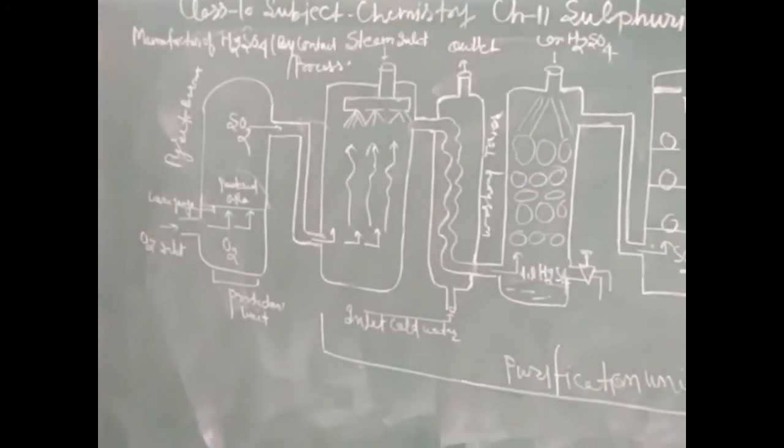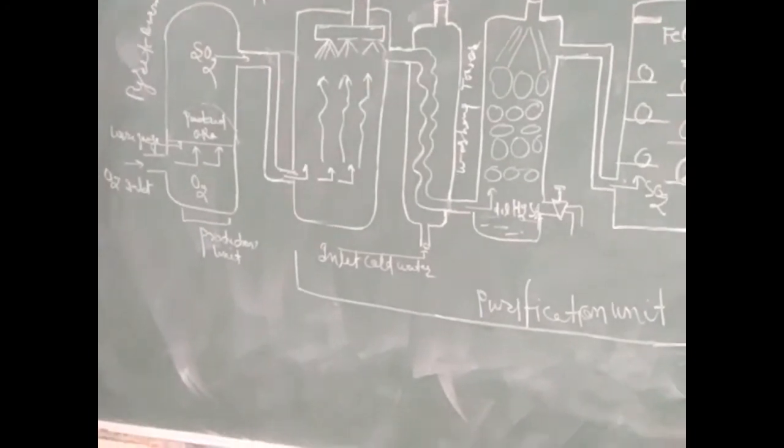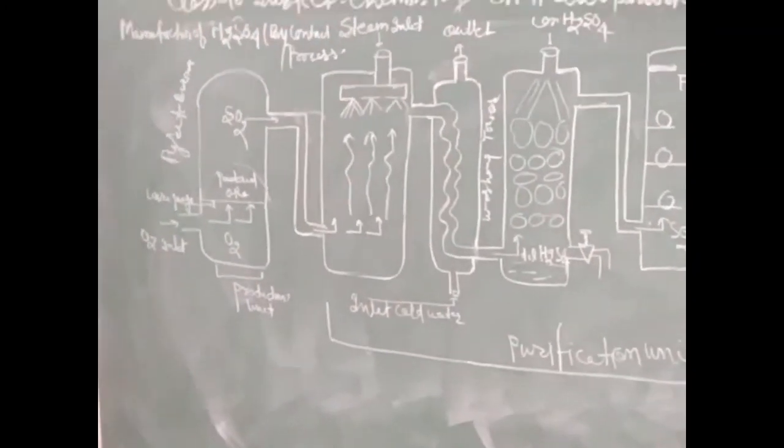Now sulfur trioxide first of all forms here, dear students, when oxygen is passed in the production chamber. Here we can watch powdered ore, that is sulfur. When oxygen reacts with sulfur, then sulfur dioxide will pass. Now this sulfur dioxide moves into the second chamber.